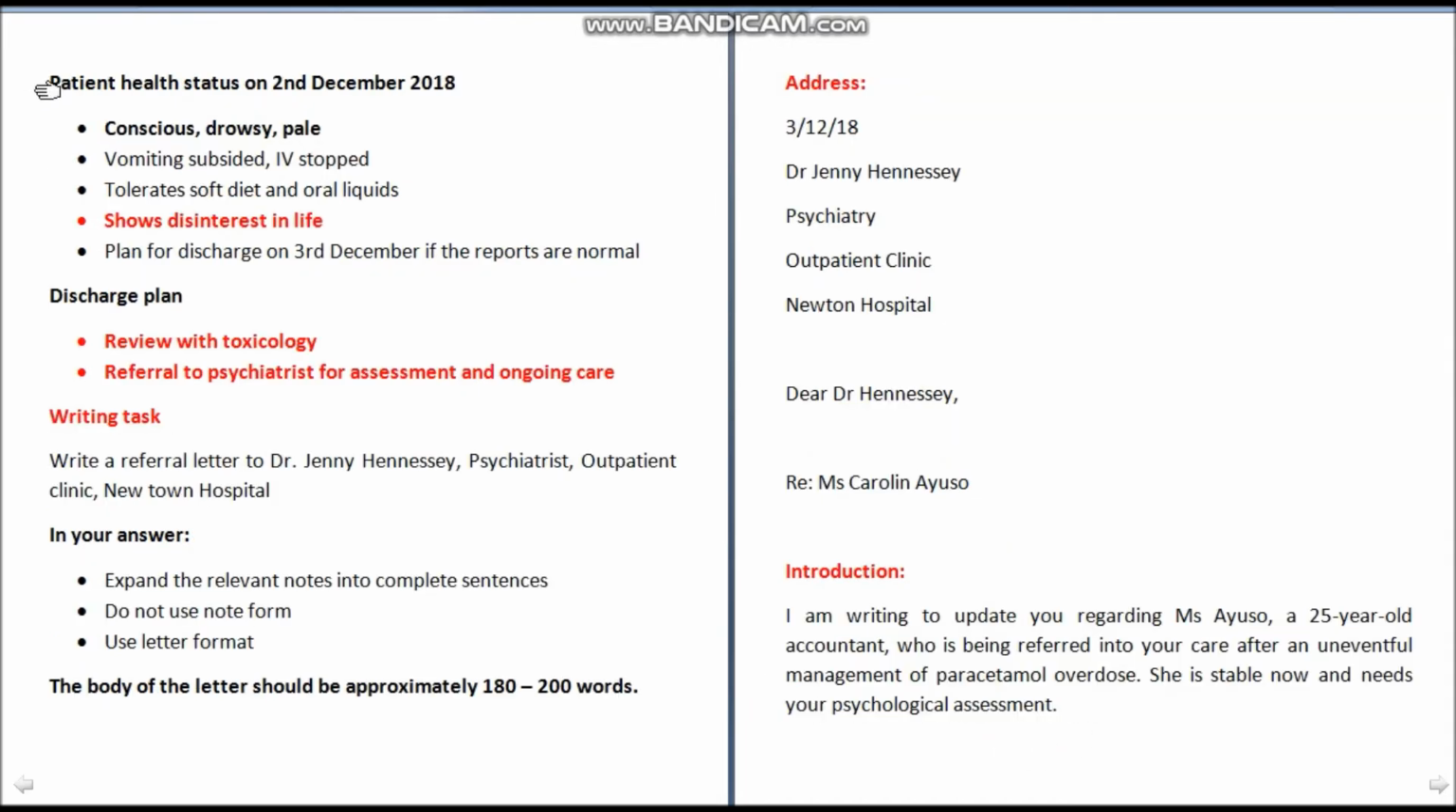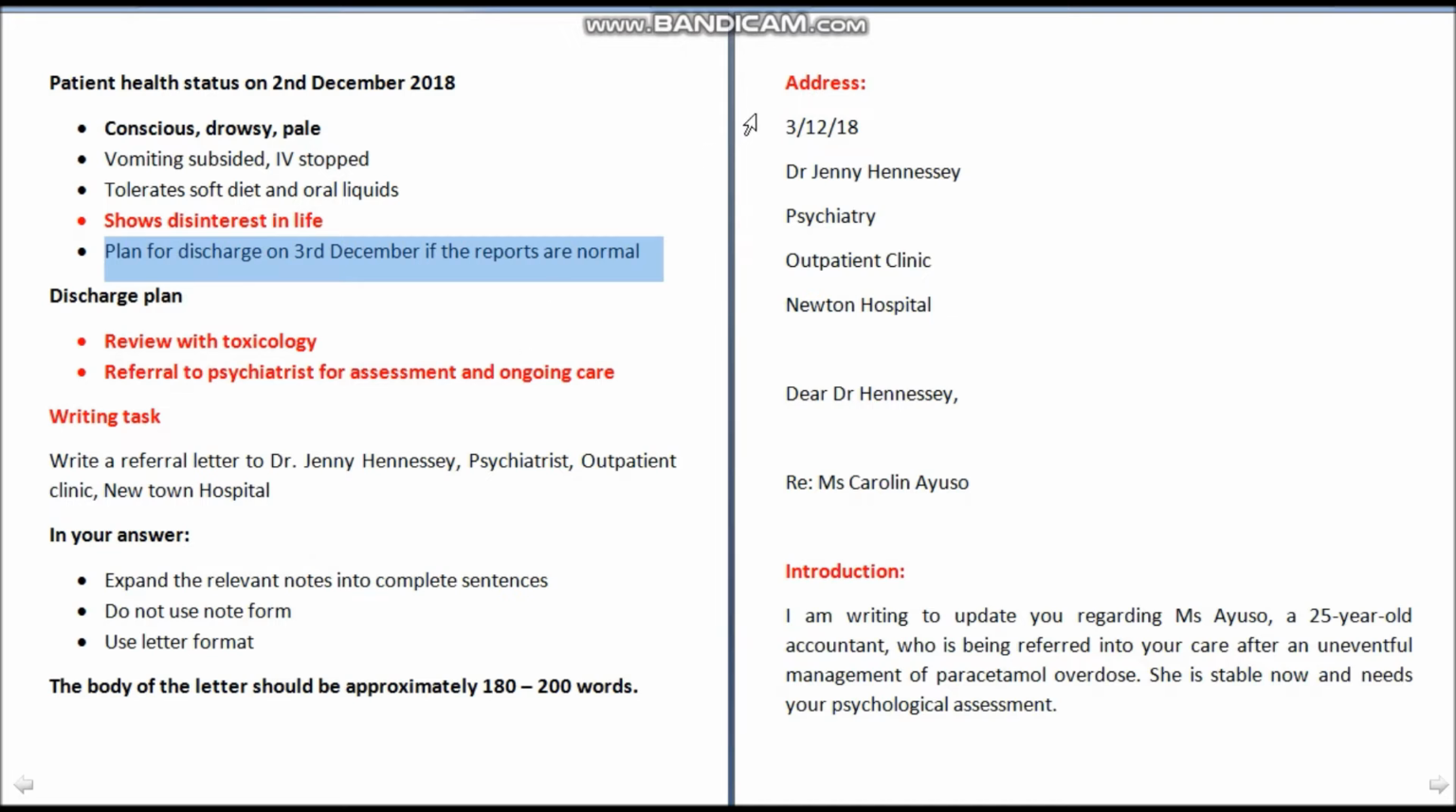All right. So the patient's health status on the 2nd of December; the patient presented on the 1st. On the 2nd of December, the patient was conscious, drowsy and pale, vomiting had subsided, IV medicine was stopped, and the patient was tolerating the soft diet and oral liquids. But the patient was disinterested in life. Okay. So what was the plan for discharge on the 3rd of December if the patient's reports were normal? So this plan was made. The discharge plan was to review the toxicology and refer to the psychiatrist for assessment of the mental condition. So now we have to write the letter.